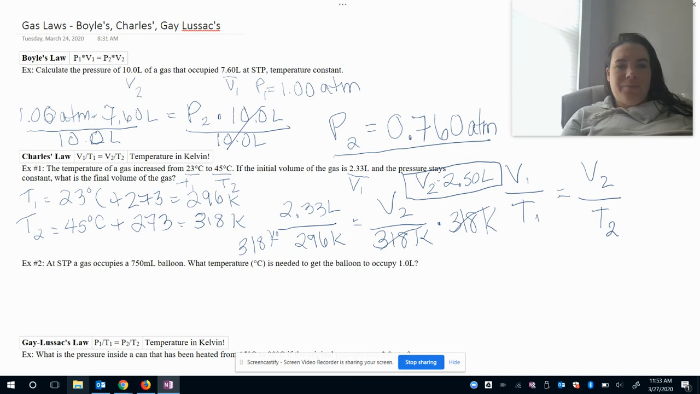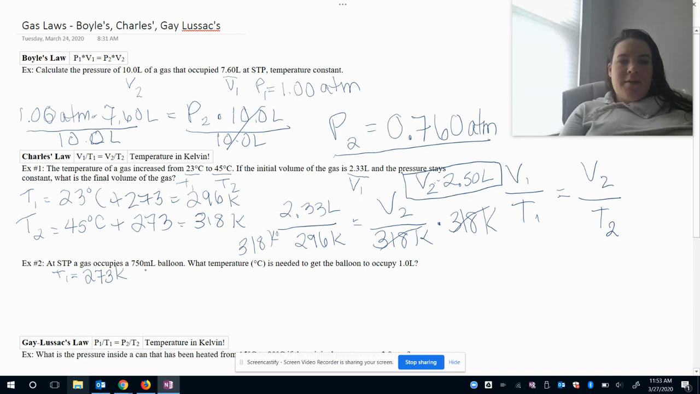So this one, we see at STP. STP is how we always sneak the numbers in for you. So we're using Charles' law. We only need temperature. So that means we'll call this T1. That'll be 273 Kelvin. That's our conditions at STP. And this one will be V1. So we have milliliters. That's fine. We don't have to switch that.